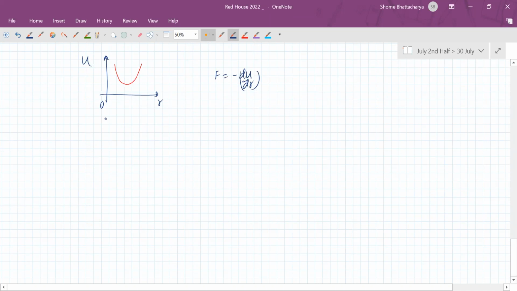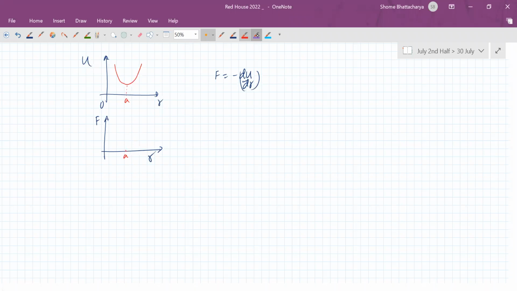So if I correspondingly plot for the force versus position, now you can see that at whatever position the potential energy is reaching a minima, at that position the force will be zero because the slope of this graph is zero. So the force is zero at this point. But at such a point, the slope is negative. So the force is what type? Positive. And at such a point, the slope is positive. So the force is negative.